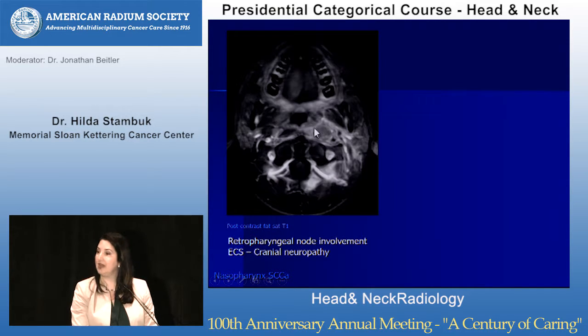I don't like it to be more than 8 millimeters in size, but I don't only go by size, I go by round morphology. And look at this gross infiltration of the muscle and the adjacent soft tissues. This is extracapsular spread of disease. So this patient presented with a cranial nerve neuropathy because 9, 10, 11, and 12 live around that area.